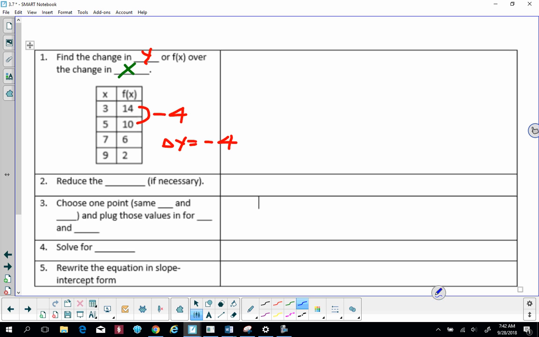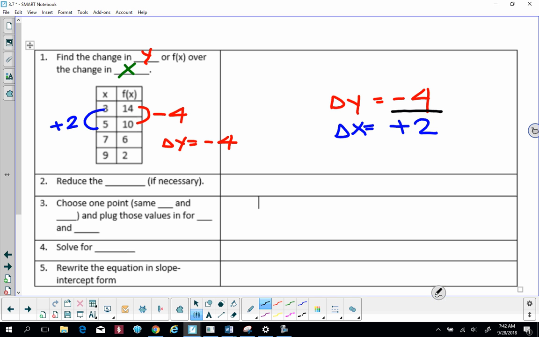What about my change in x from here to here? Adding 2, right? So I know, and I guess I can write it over here. I know my change in x is adding 2. And I know my change in y is subtracting 4.